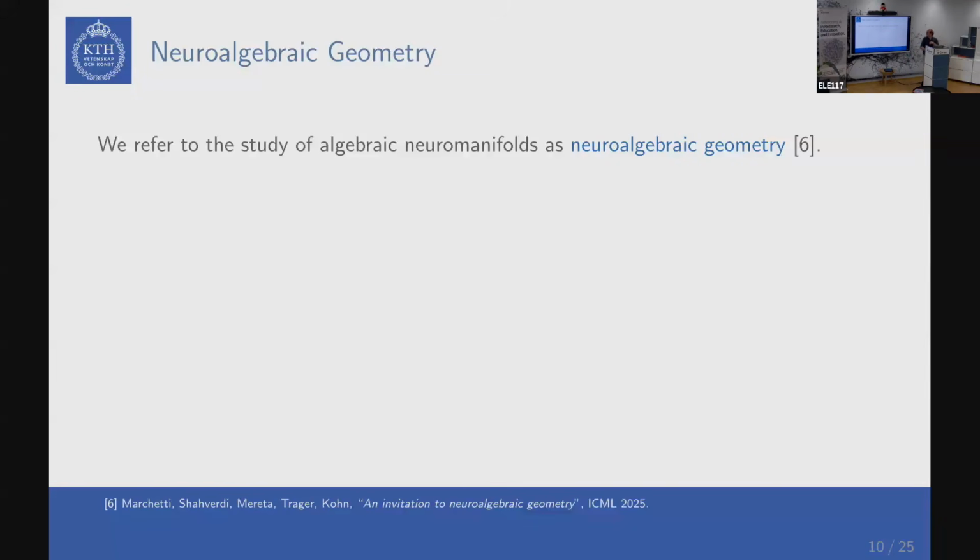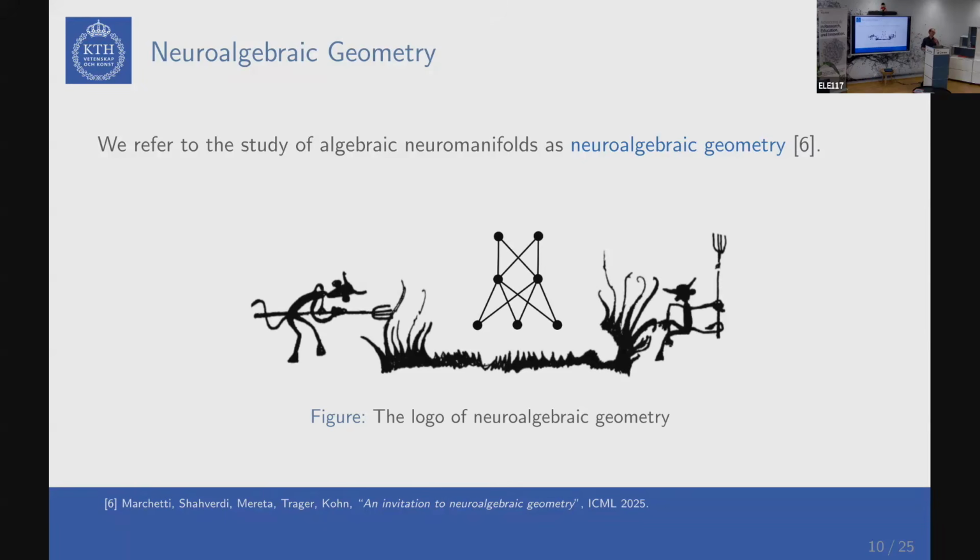Okay, and so we refer to the study of algebraic neuromanifolds, so of neuromanifolds of algebraic models via algebraic geometry, as neuroalgebraic geometry. This is a recent position paper that we wrote, where we baptized this field neuroalgebraic geometry. So that's the official name of this whole line of research. And we even have a logo for it. This is the logo of neuroalgebraic geometry.